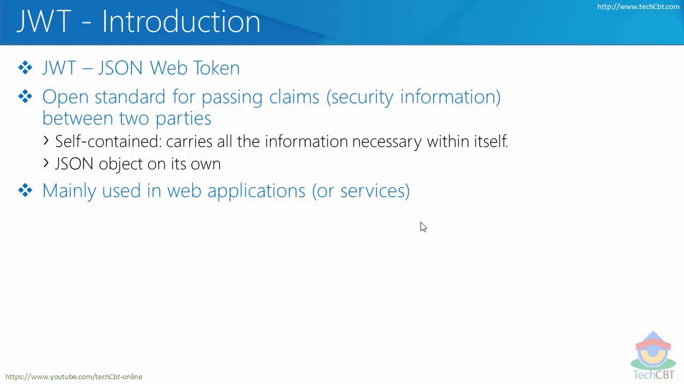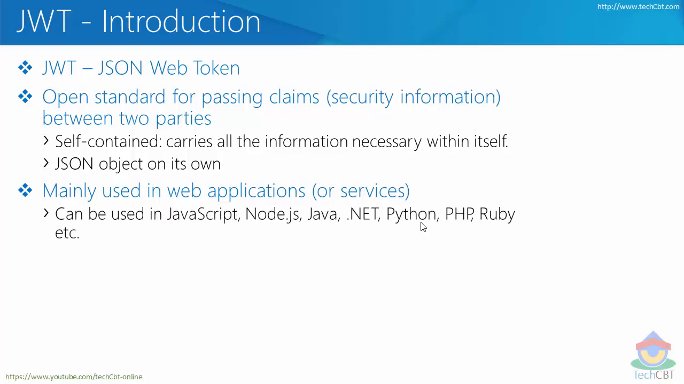It is mainly used in web applications. As I mentioned, whenever you are having any REST-based services, and you would like the consumers to have some kind of authentication against the REST API, you can make use of that. So most of the time, JSON Web Token will be useful especially in web applications or services. And you can literally use any kind of technology to work with JWT. You can use JavaScript, Node.js, Java, .NET, or any of those languages or platforms, because it is an open standard.